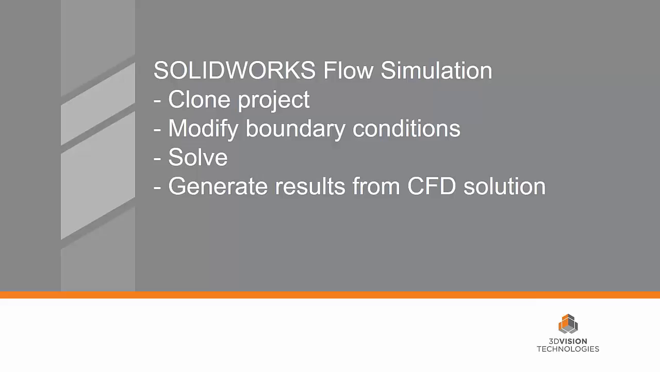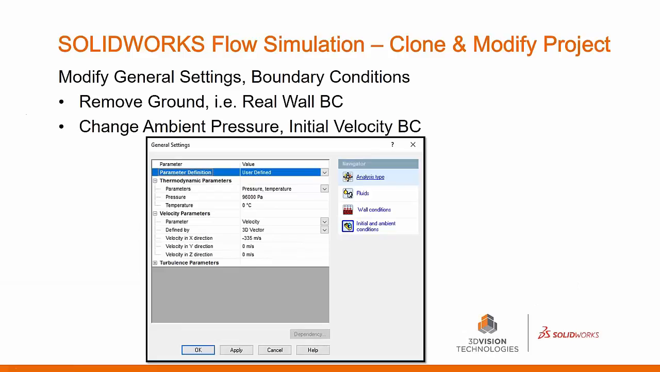The next thing that we need to do is clone this original project and modify our boundary conditions to match Santa's sleigh flying through the air at Mach 1. Then we'll go through the steps of solving and generating results from our CFD solution. Once we have cloned and modified the project, we need to remove the ground from the scenario so that we're flying Santa's sleigh in the air, which means we're going to delete that real wall boundary condition. We're also going to change our ambient pressure and initial velocity to match flying at 1,500 feet.